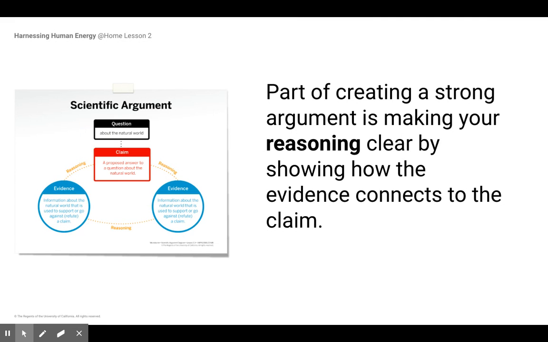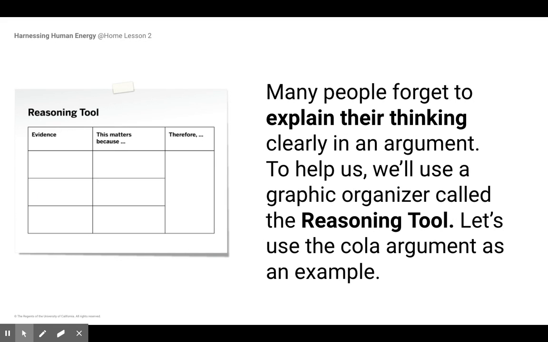So part of creating a strong argument is making your reasoning clear, by showing how the evidence connects to the claim. Many people forget explaining their thinking clearly in an argument. So to help us, we'll use a graphic organizer called the reasoning tool, using the Coca-Cola argument as an example. So tomorrow, when you do your lab, we're going to be using the reasoning tool, the graphic organizer, to help you balance out your evidence and your claims and your reasoning.